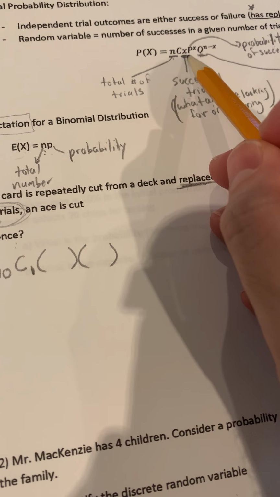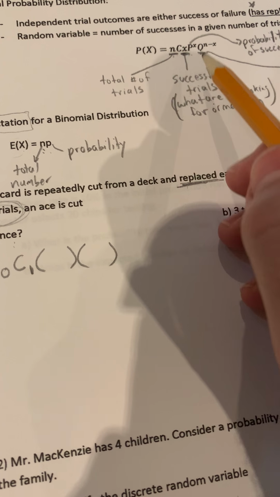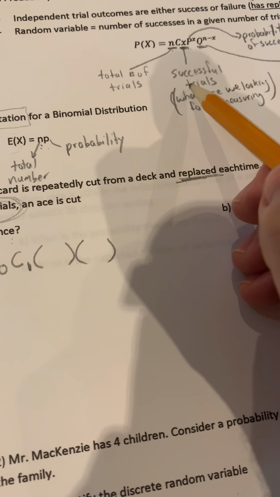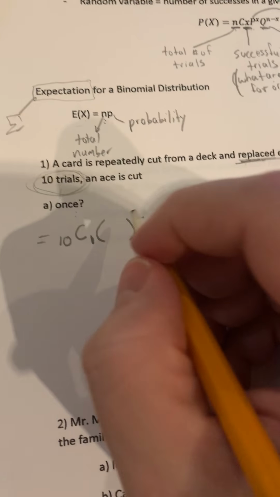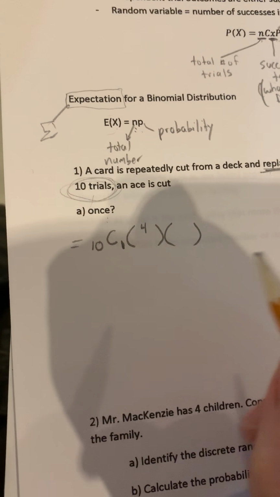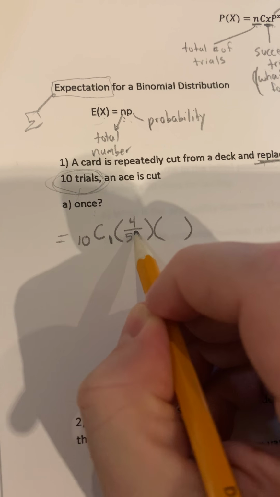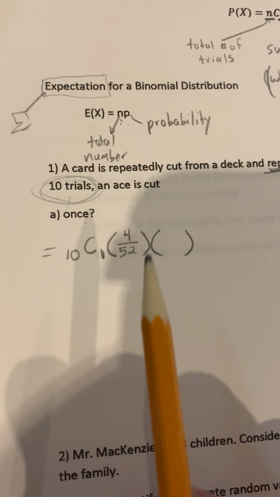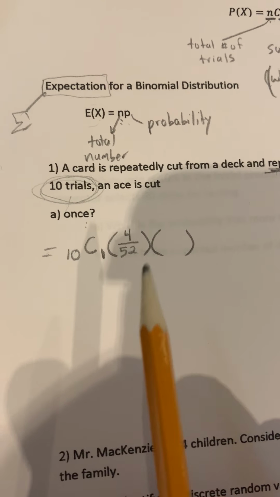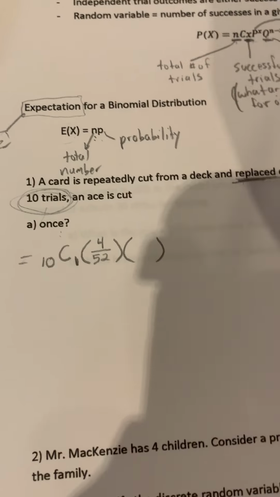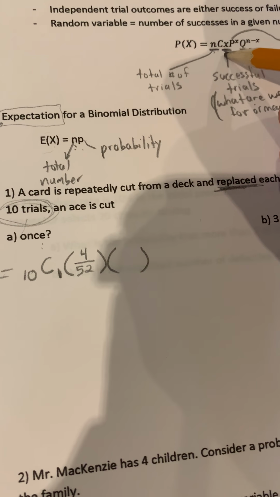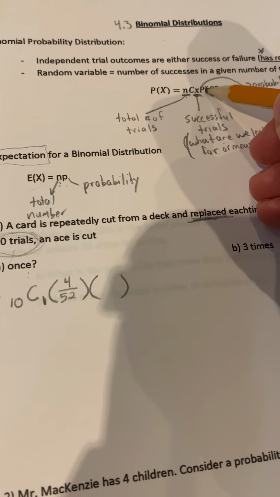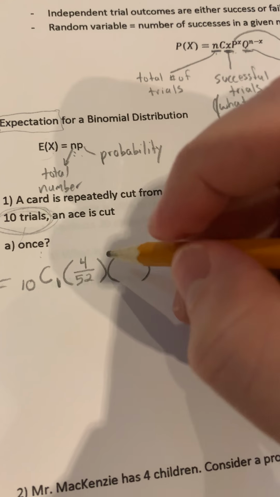So multiply by P, and P represents the probability of it occurring. So what is the probability that we get an ace? Well, there's 4 of them and a total of 52 cards. So you could put 4 over 52, or you could put 1 over 13, the reduced form. And then doing our exponents, it's P to the power of x. So what's our x here? It's 1.